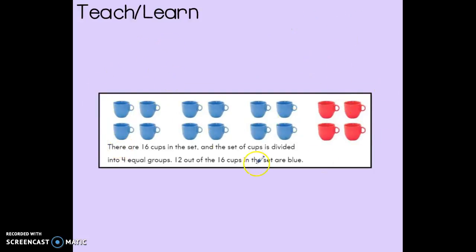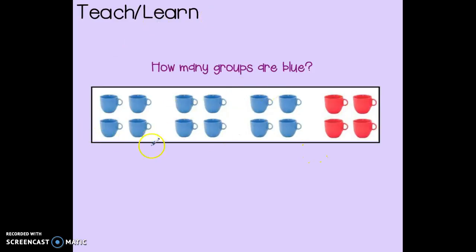So if we have 16 cups in the set and I divide them into 4 equal groups, now I can see, well, 12 of the 16 cups are blue. How many groups are blue? 3 of them. How many groups were there all together? 4 groups. So I can tell that 3/4 of the cups are blue. If I know that I have 16 cups total, I can find out what 3/4 of 16 is.